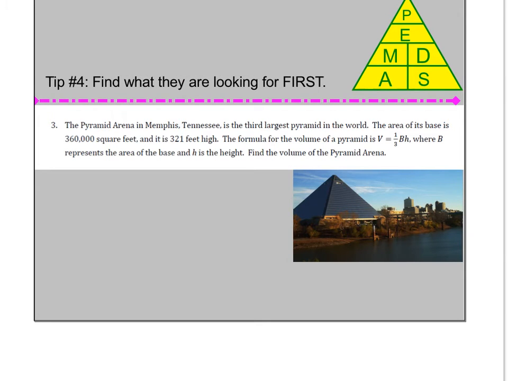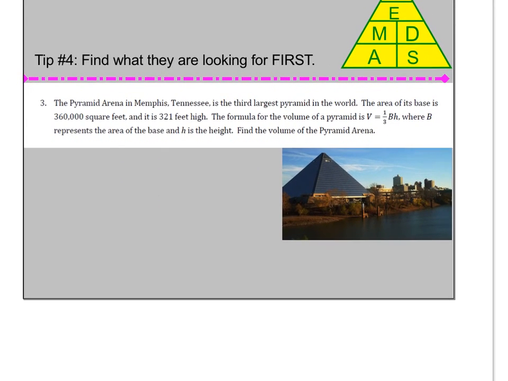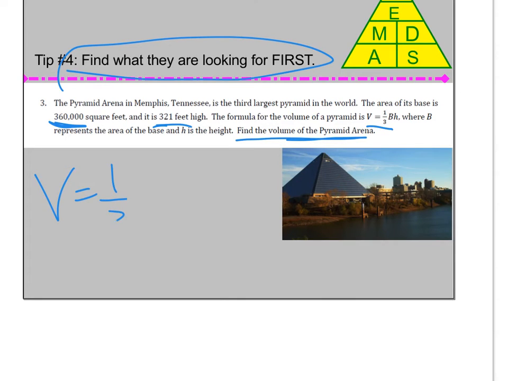So, when we're in word problems, find out what they're looking for first. What do they want? What are they looking at? The Pyramid Arena in Memphis, Tennessee is the third largest pyramid in the world. Area of its base is 360,000 square feet, and it is 321 feet high. Find the volume of the pyramid. They give you the area of the base and the height. So I'm going to take 1/3 times 360,000 times 321.